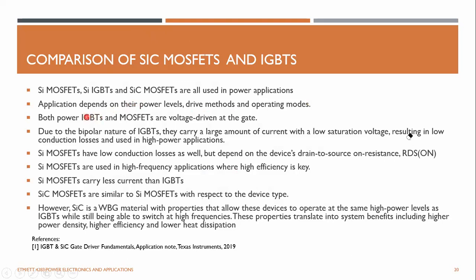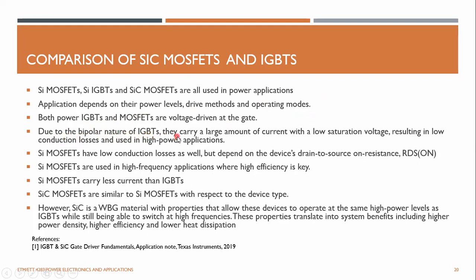Right, so this is again a comparison of silicon carbide MOSFETs versus IGBTs. The IGBTs were there, and now they are simply being replaced by silicon carbide MOSFETs. All of them are used in power electronics. Both IGBTs and MOSFETs are voltage driven, not like BJTs. BJTs require current, but IGBTs and MOSFETs just require a voltage signal.